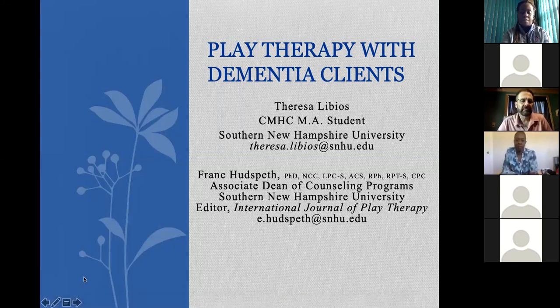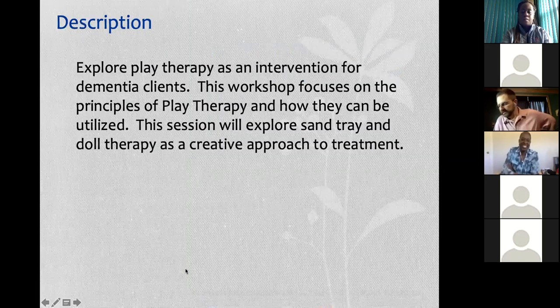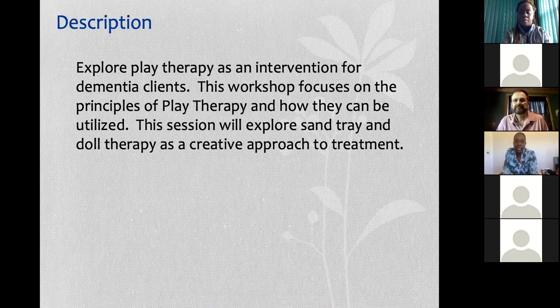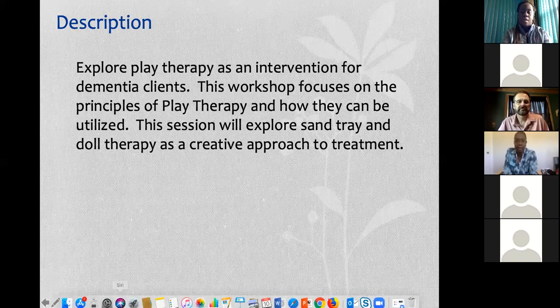So I guess we can move. Okay, you're in control. All right, first slide. So we just want to welcome everyone, and today this session is going to explore play therapy as an intervention for dementia clients. The workshop focuses on the principles of play therapy and how they can be utilized. The session will also explore Sandtray and doll therapy as a creative approach to treatment.